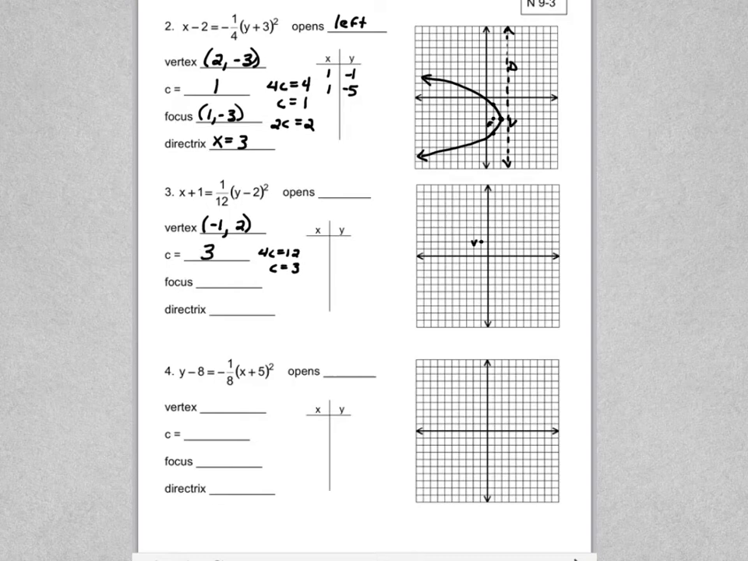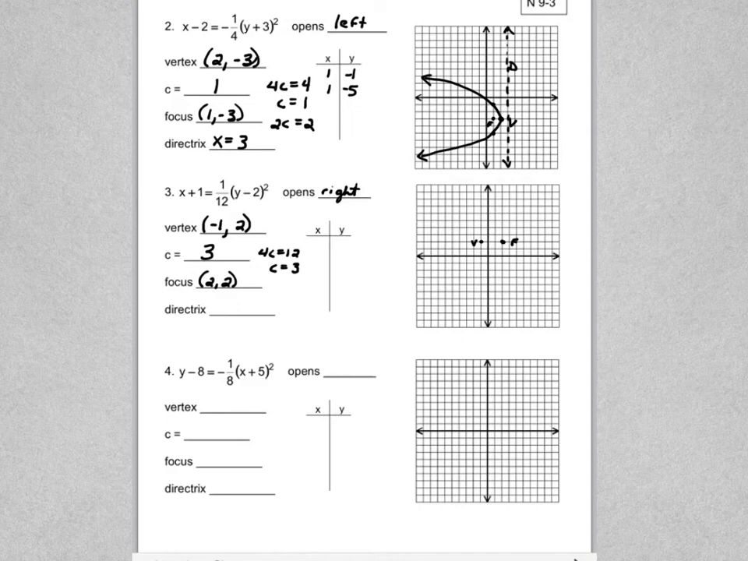Okay, so we'll go here. And which way does this face? 1/12 is positive, so that means it faces right. So the cup of the parabola is to the right. It opens to the right of the vertex, so we'll go 3 spaces to the right of the vertex, and that will be our focus. And that's at 2, 2. So go back over here and write the coordinates of the point that is the focus.